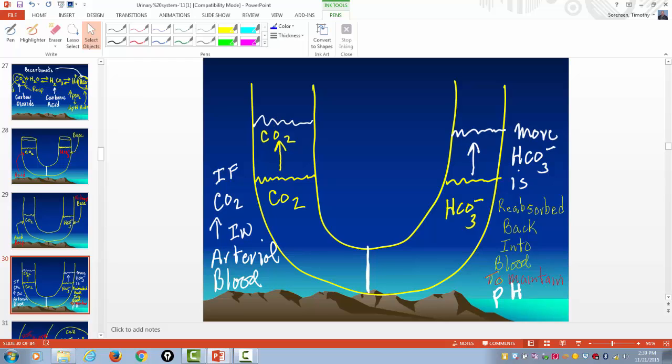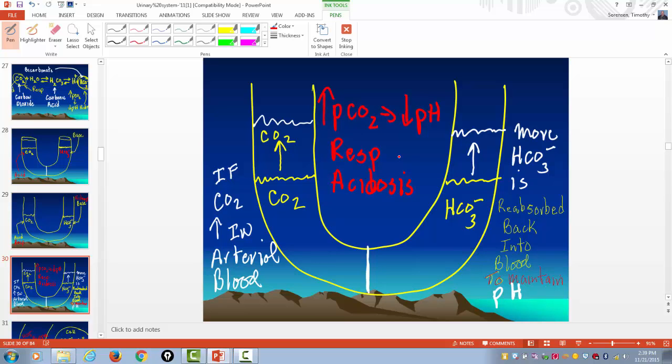So if CO2 goes up because you're not breathing so well, that elevated CO2, that PCO2, tends to drop the pH, right? So that would be what is referred to as a respiratory acidosis. And the pH will begin to drop.